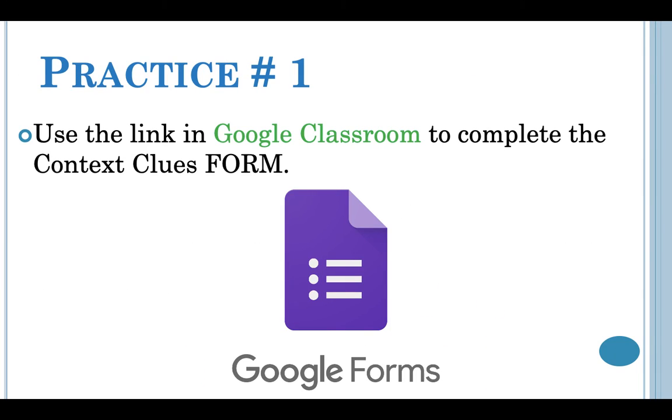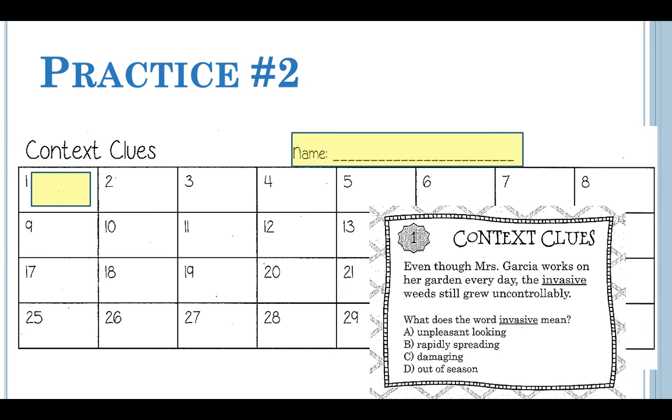Today you are going to be doing two different practices. Your first practice is using the link in Google Classroom to complete the context clues form. Your second practice is going to be your context clues task cards. You and your partner will work together on these cards.